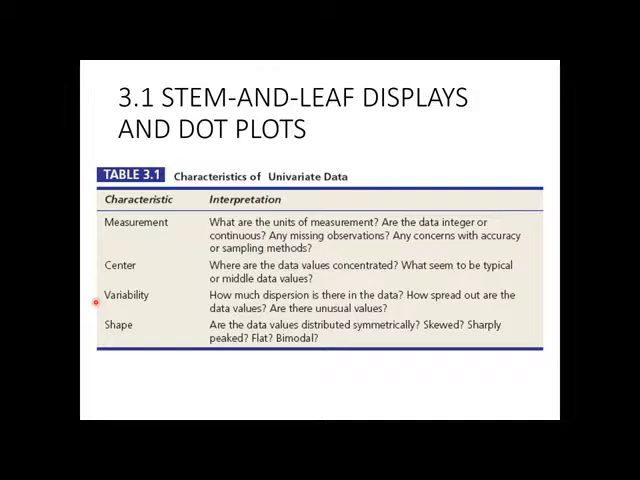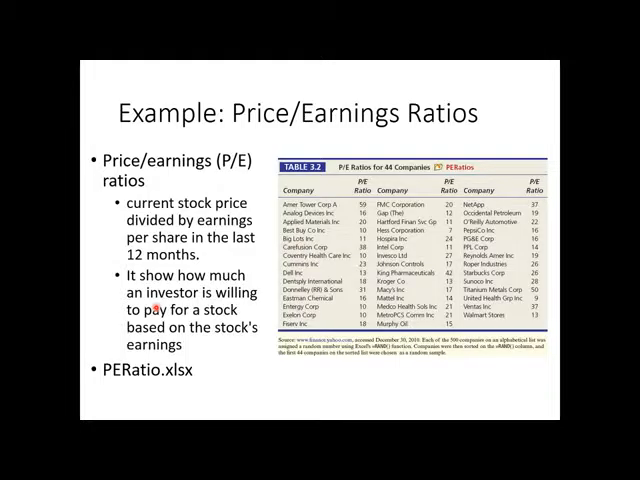So we have to see these properties of the data, and it makes it easy for readers to understand the data. For example, suppose we have price earnings ratios for the last 12 months for each stock. Here is the company name, and here is the price and earnings ratio.